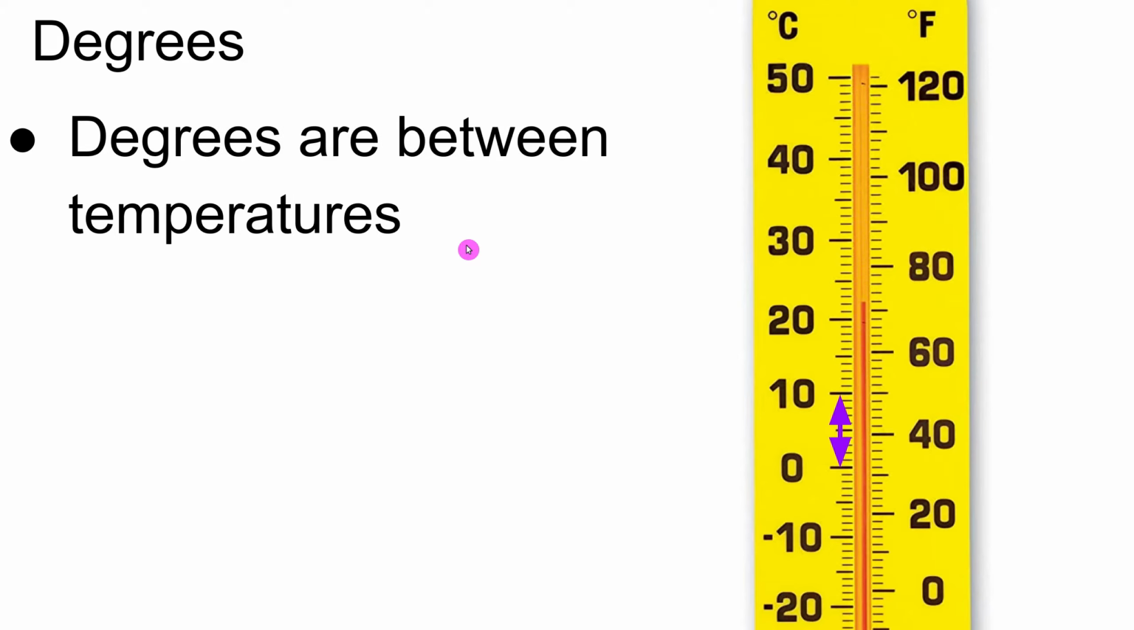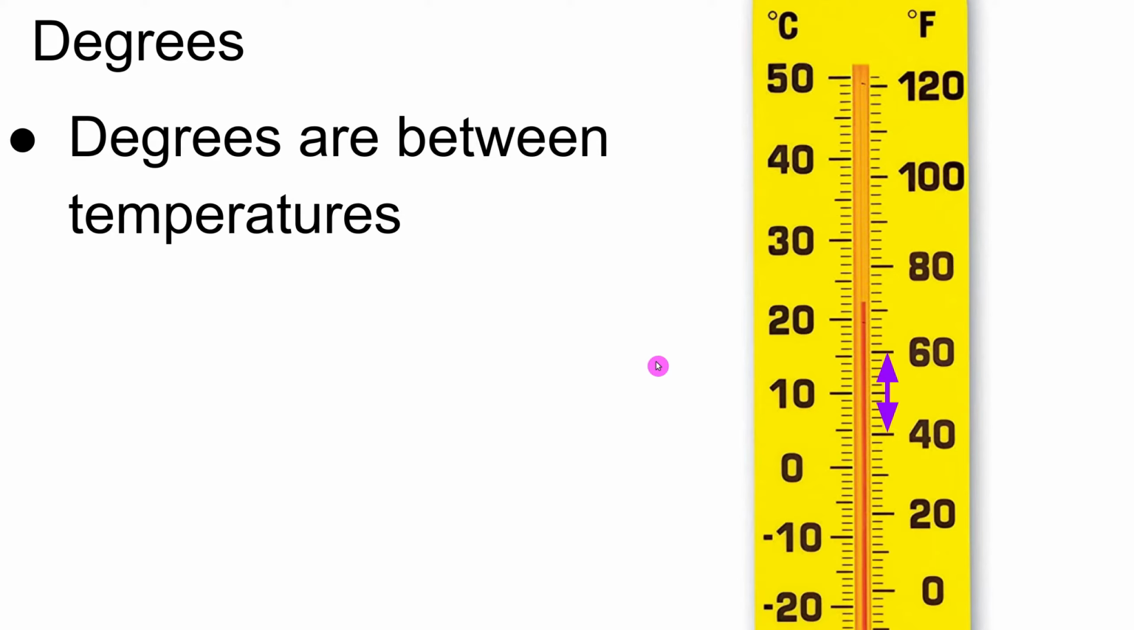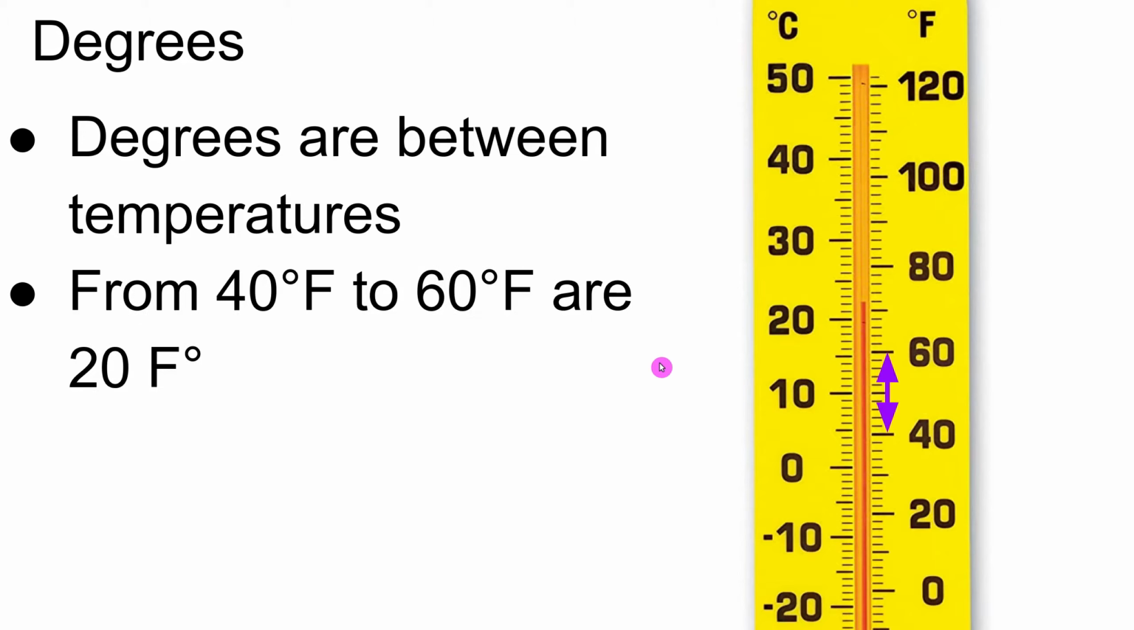Degrees are the number of degrees between two temperatures, or the difference between two temperatures. So from 0 degrees Celsius temperature to 10 degrees Celsius, there are 10 Celsius degrees. So 10, the number, space, system, degree, that tells you that's a degree. Those are 10 Celsius degrees. It's not a temperature, it's 10 Celsius degrees. So degrees are between temperatures.